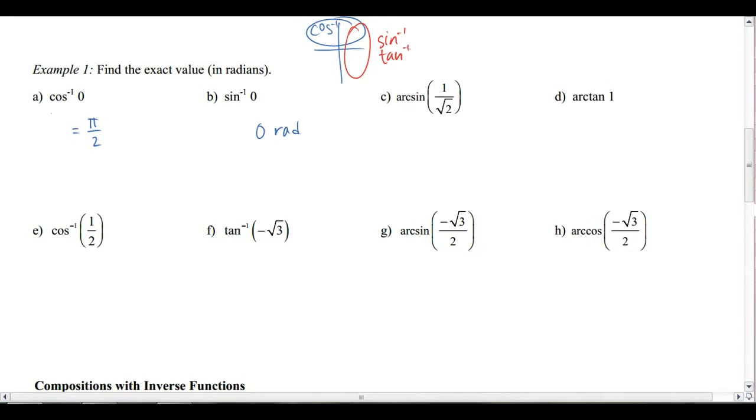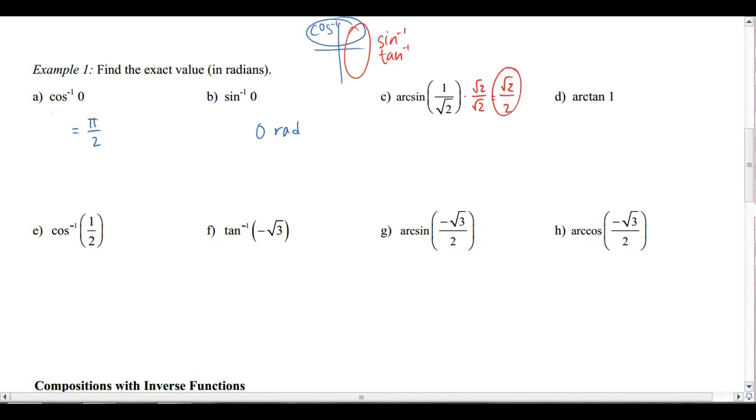In C, I notice that I might be in a little bit of trouble because on my hand, we always do it over 2 fingers, or over 2. We don't do it over root 2. So let's clean that up a little bit. Multiply top and bottom by root 2. That will give us root 2 over 2.